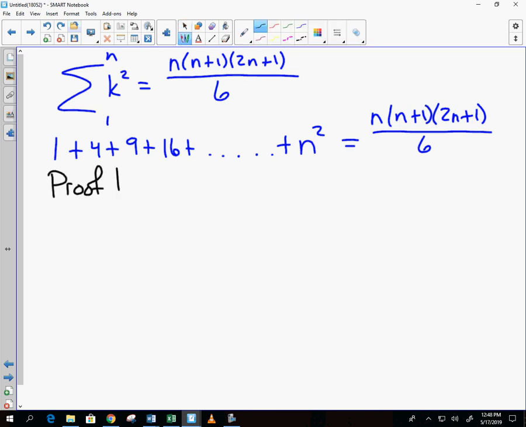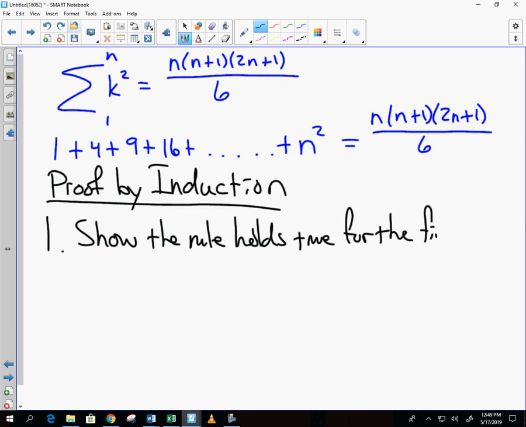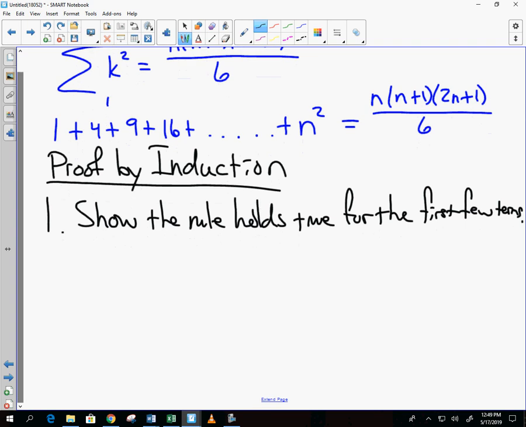Proof by what? Induction. Oh, it's a beautiful thing. First step: show the rule holds true for the first few terms. Mathematics just needs one counterexample and then everything falls apart. Case 1. Somebody tell me, what do I do?